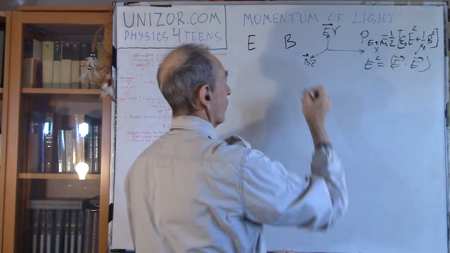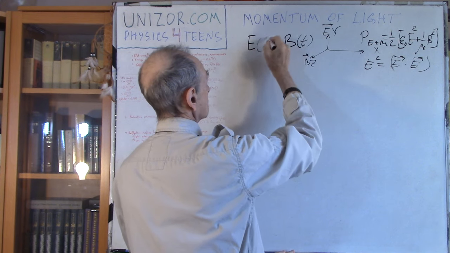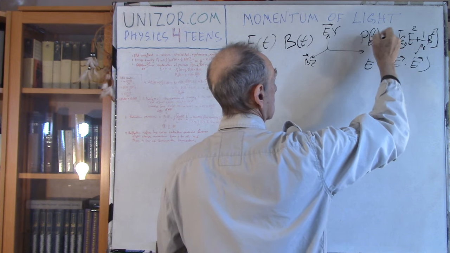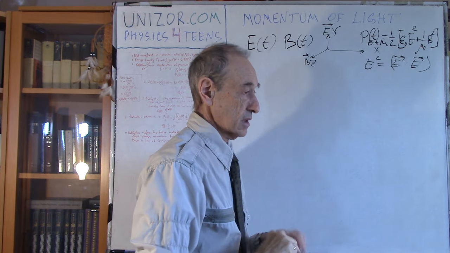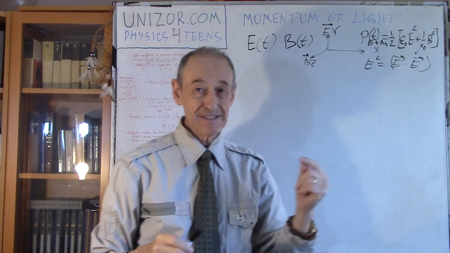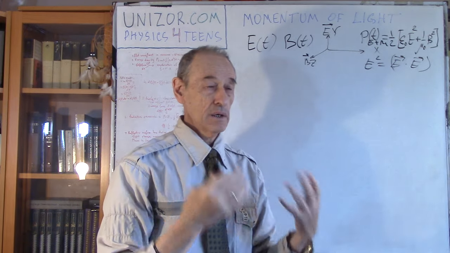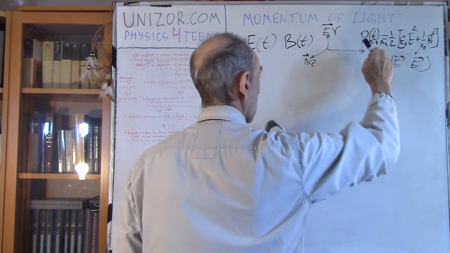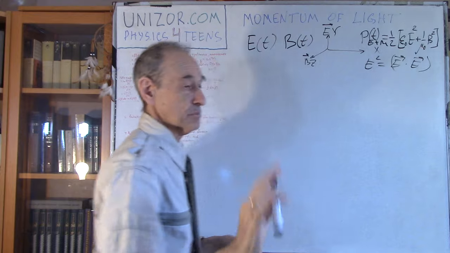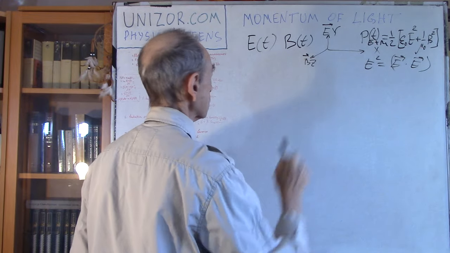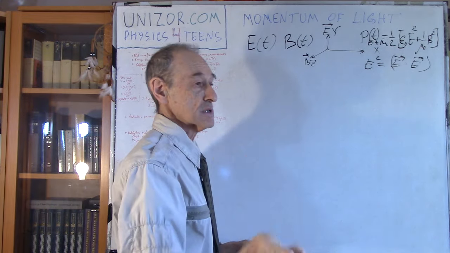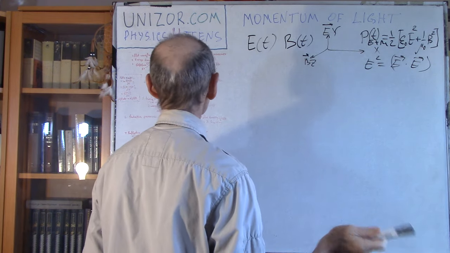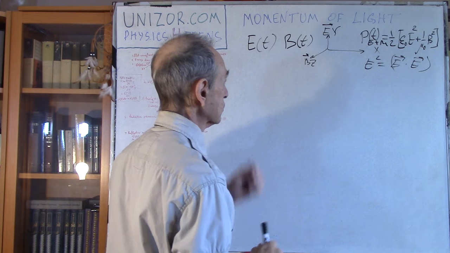Obviously, all of those quantities depend on time because they're oscillating, and that's why the energy is also oscillating. Now, what is this energy? This is a density of the energy, which means the amount of energy in a unit of volume. So this formula was proven and presented in the previous lecture. The reference to the previous lecture is in the textual part for this particular course on Unizor.com. That's number one.